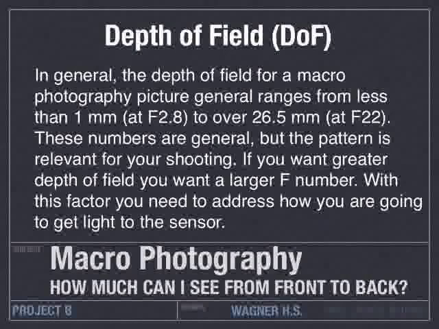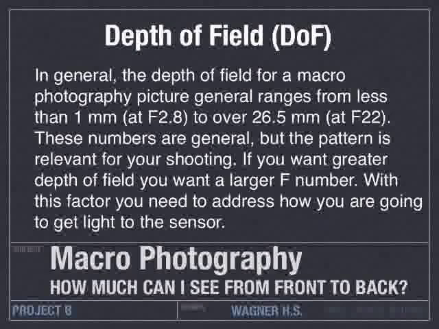The depth of field for a macro photograph ranges from about 1 millimeter in depth to over 26.5 millimeters, so about 2.5 centimeters. It's not often that you're actually going to get your 2.5 centimeters. It depends upon the subject that you're shooting, and these are general, but the pattern is very relevant. If you want a greater depth of field, you want to use a larger F number.